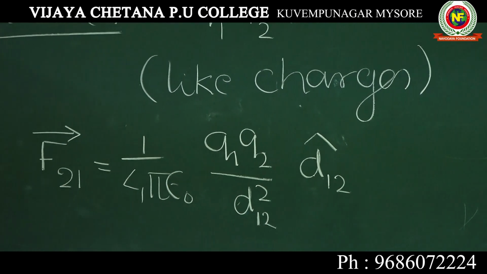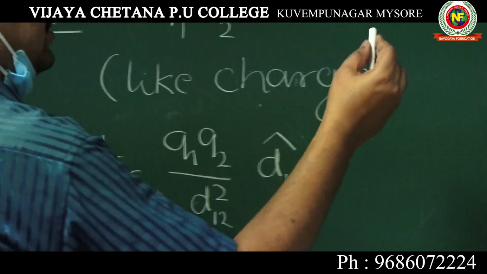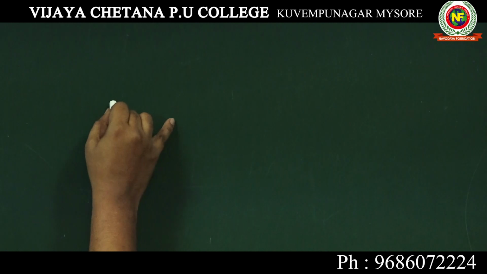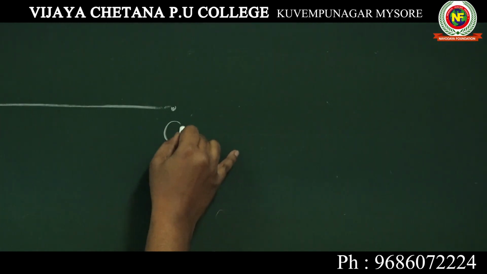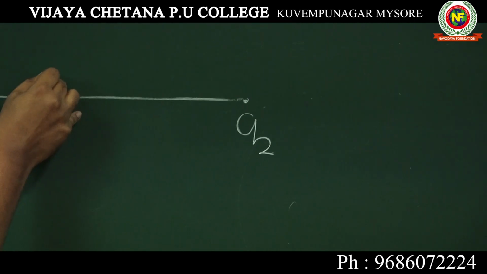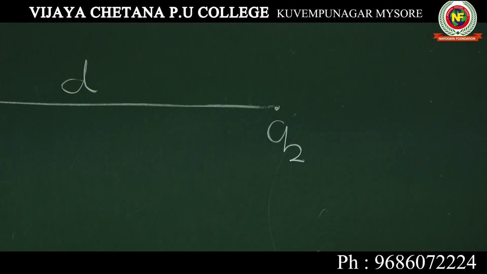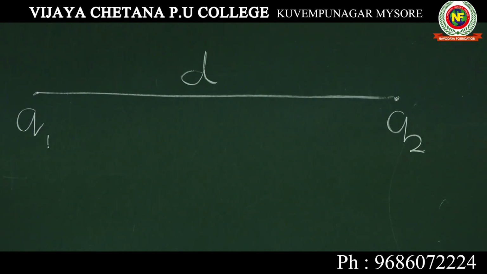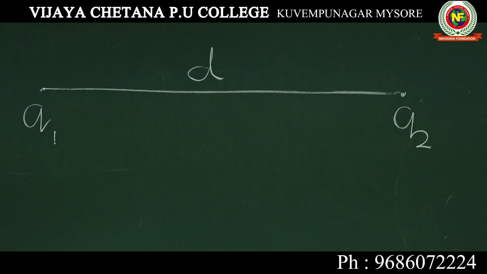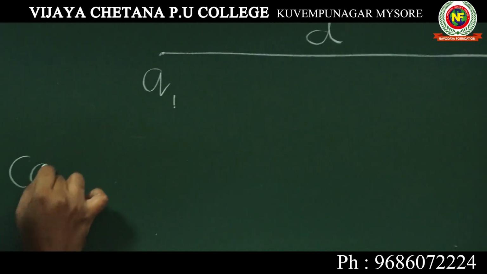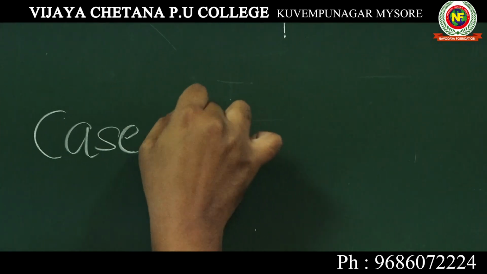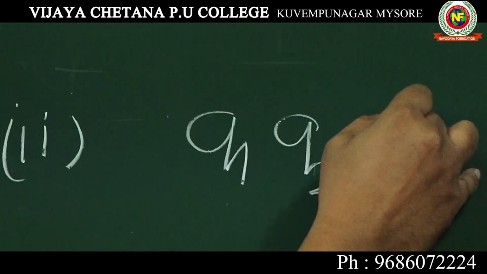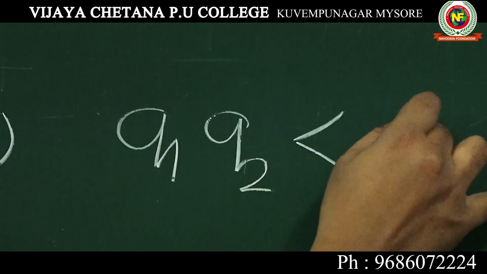Now let me consider the second case. See, the same two charges I am considering. Q1 is one charge, Q2 is another charge. They have been separated by a distance d. Now let's say one is positive, other is negative. How do I express that? I write that as case 2. In case 2 I write Q1 Q2 product is less than 0.